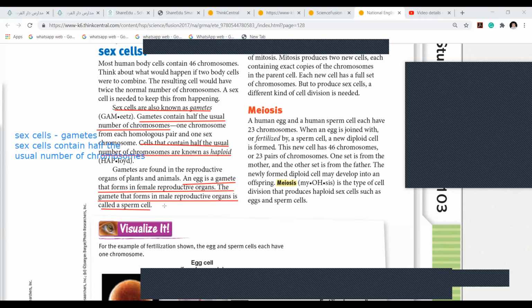Okay? I highlighted. Meiosis produces new cells containing copies of chromosomes.